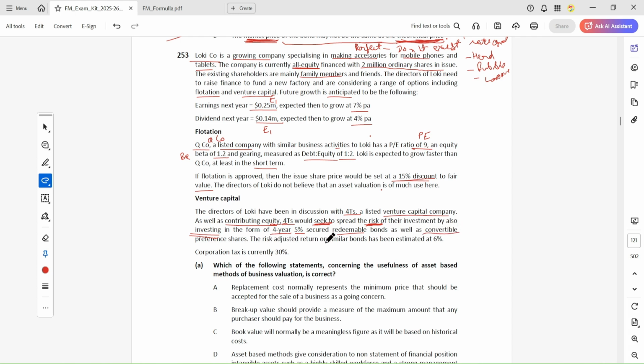Okay, the risk adjusted return for the similar bond is 6%. The current tax rate is 30%.